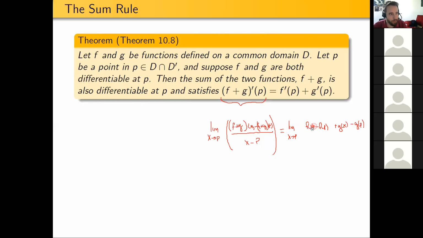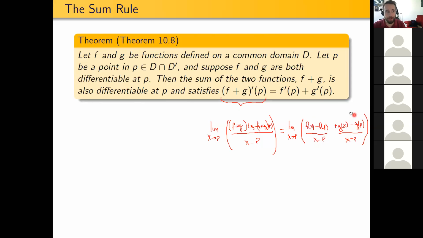Right? We sort of regrouped everything. This was all over the common denominator x minus p. So we could write it, if we chose, like this, just splitting it across that common denominator. And then the actual process of proving this meant that we had to take this piece and break it up across the limit. So it became the limit of this plus the limit of this.